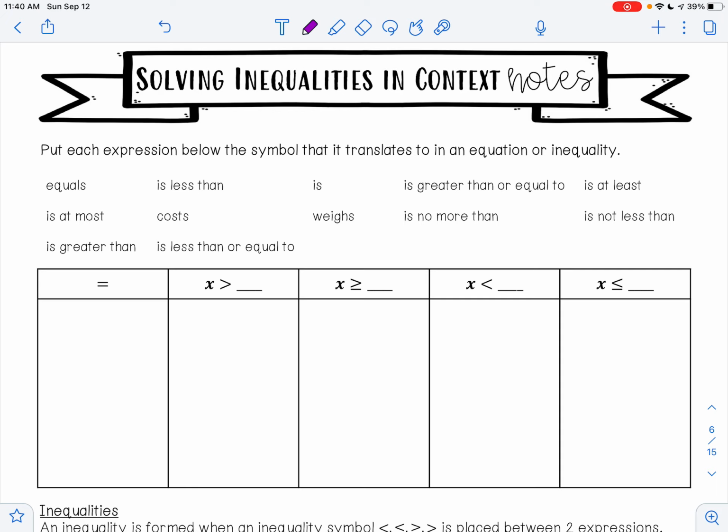So if we look at this first term, it is equals. If we ever see the word equals in a word problem, that will mean that we have an equation. And so that's going to go under the equal sign. Is at most. That means I cannot have more than that. So if I say that a pen is at most $2, that means the maximum cost of the pen is $2. So everything would be lower than that. So is at most would be under less than or equal to.